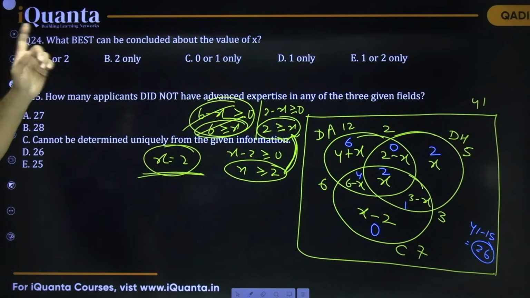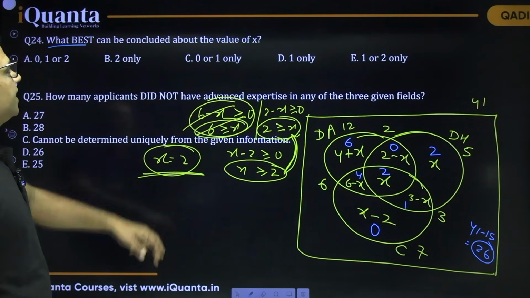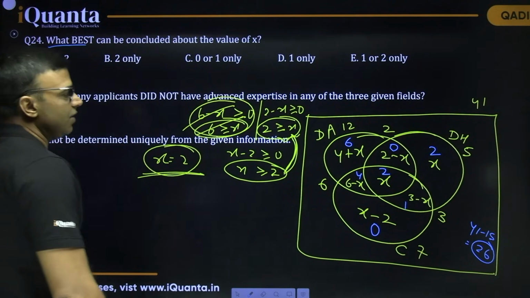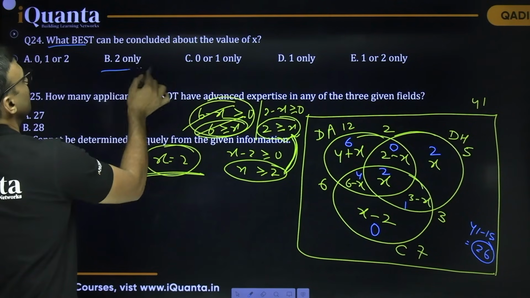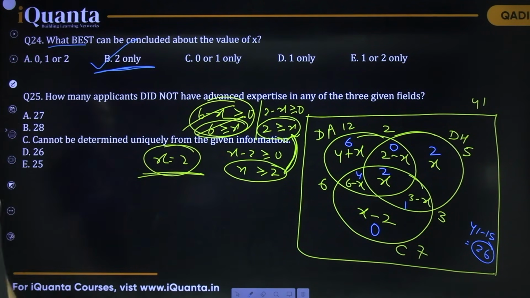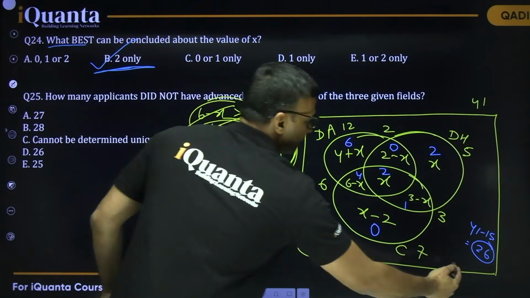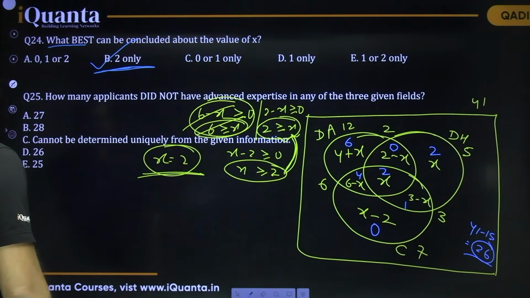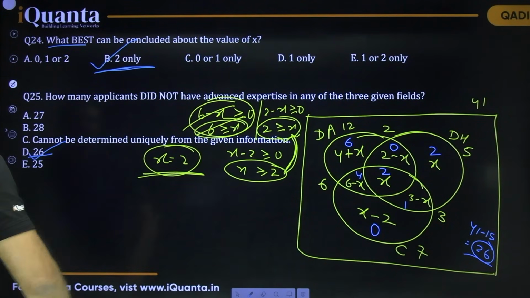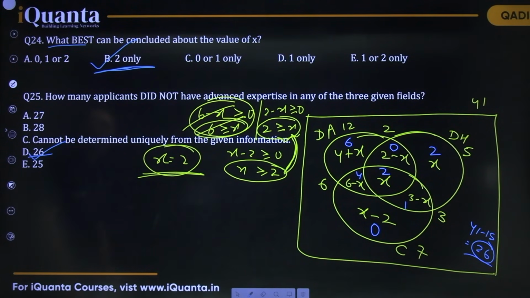Nice. What is the question? What best can be concluded about the value of X? We have calculated X equal to 2 only. So option B is the correct answer. How many applicants did not have advanced expertise in any of the 3 given fields? 26, right? Option D, 26 is the correct answer. And this we have determined exactly. Fantastic. So this was a good question.